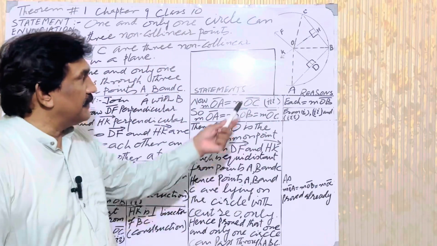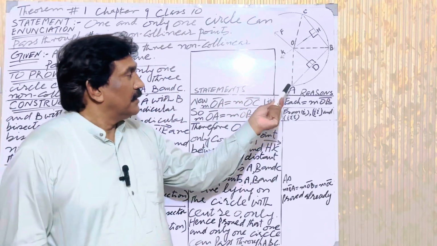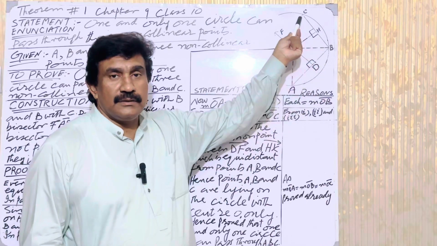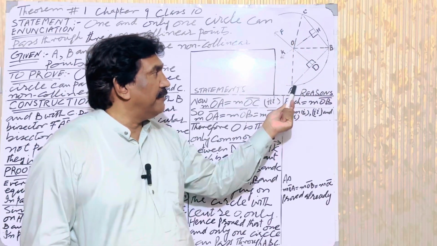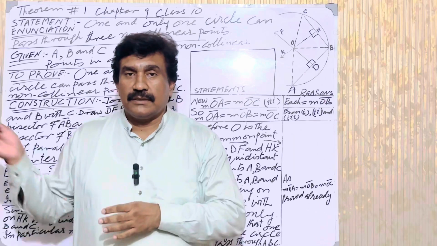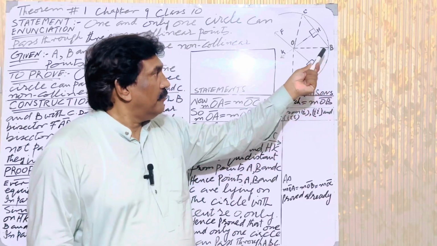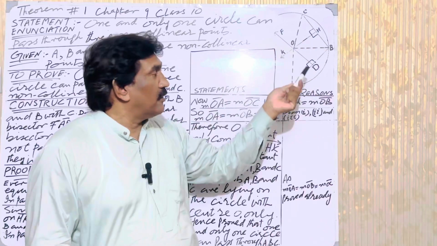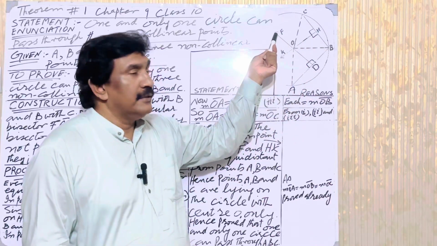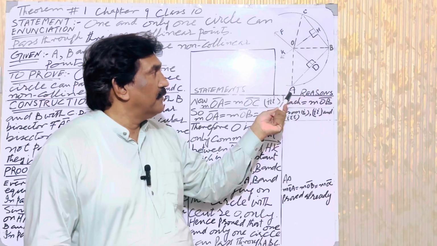Okay. Now look at the figure. What we have done? We have three non-collinear points. The first step is join A with B. Look at this construction. Join A with B, B with C. Then draw DF perpendicular bisector of AB.